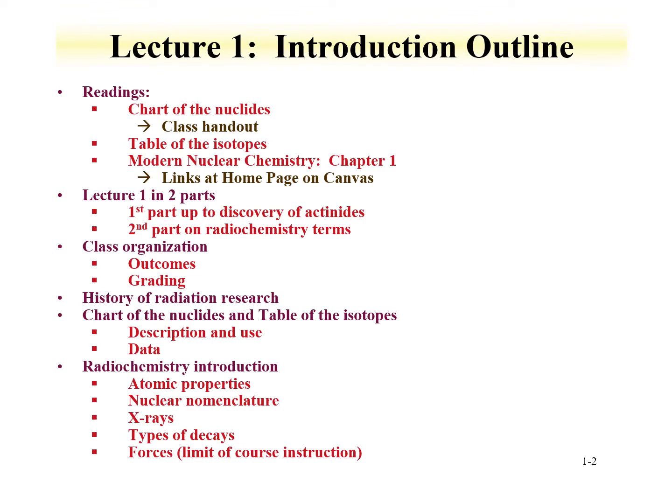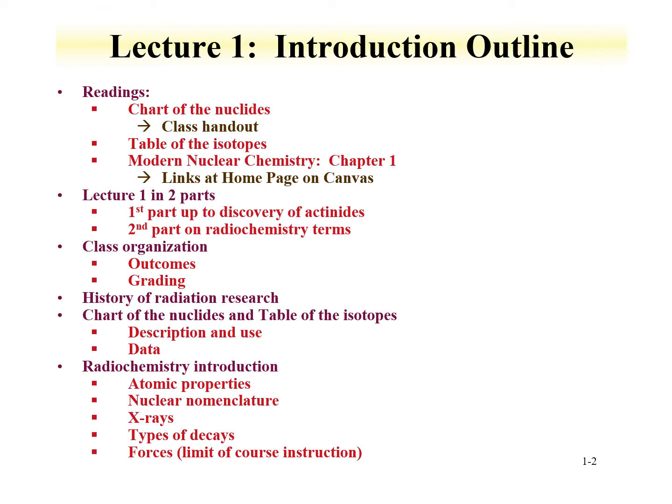The readings for Lecture 1 include the chart of the nuclides. There's an electronic and a hard copy that's available. How to obtain the hard copy is described on the Canvas site. We'll also have the table of the isotopes, and then the lecture will be supplemented by readings from Modern Nuclear Chemistry, Chapter 1. The links are at the homepage on Canvas for these textbooks.